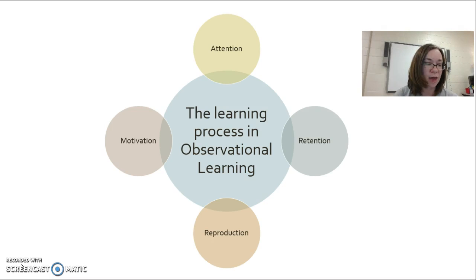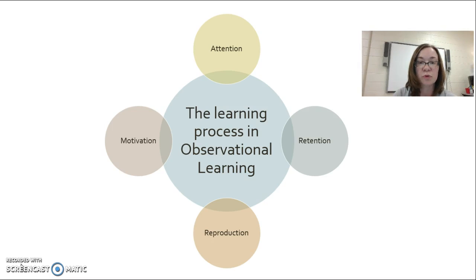And so he came up with 4 things that the learning process in observational learning needs in order to be successful. Our first one is attention. The learner needs to be attentive. Anything that distracts the attention will have a negative effect on the learner.